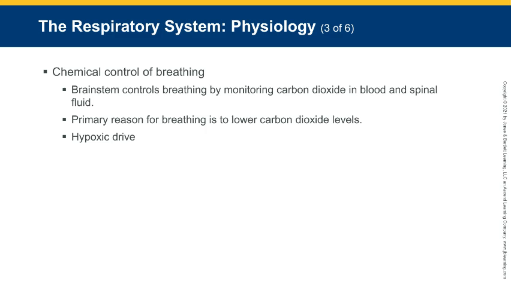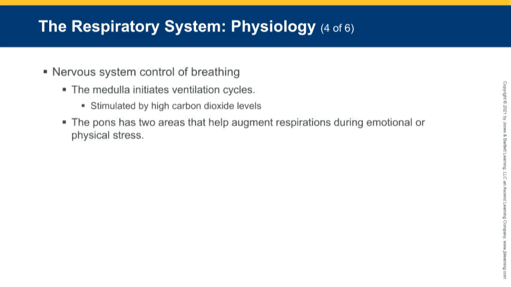The brainstem controls breathing by monitoring carbon dioxide levels in the blood and spinal fluid. The medulla initiates ventilation cycles, while the pons helps augment respirations during stress.